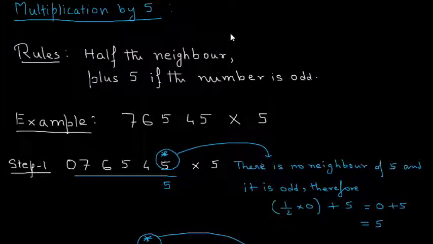Multiplication by 5. The rule is half the neighbor. Neighbor means right hand side neighbor, plus 5 if the number is odd. Simple rule. So let us see the example. Here the number is written extreme right, that is 5. There is no right hand side neighbor for 5 and it is odd. Therefore half the right hand side neighbor, that is half the 0 plus 5, that is 0 plus 5, that is 5. Next step.